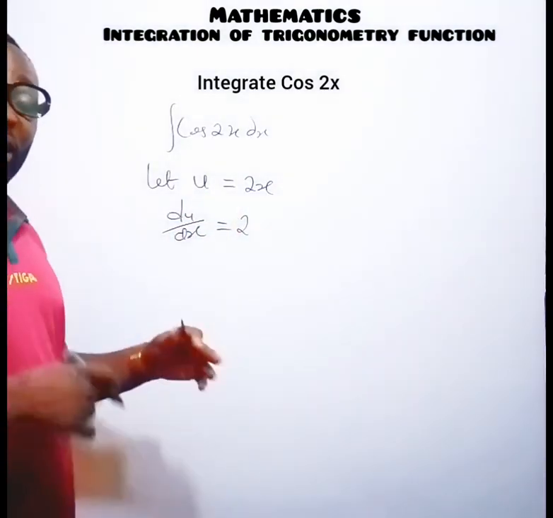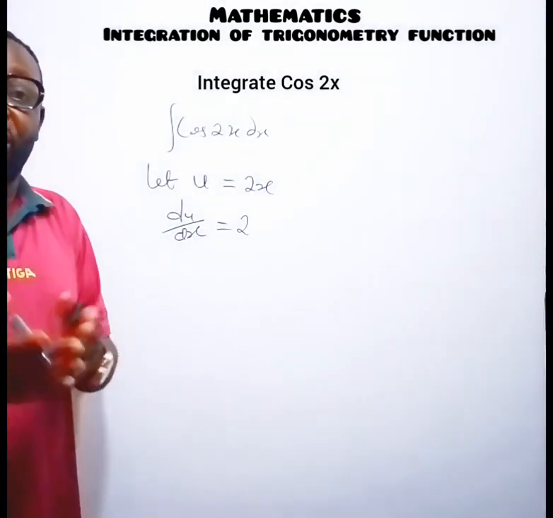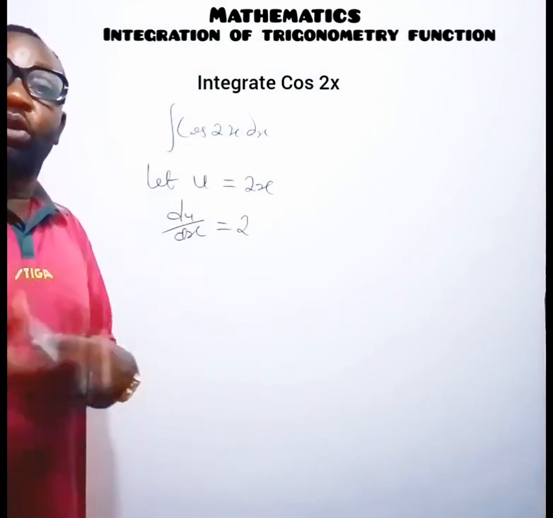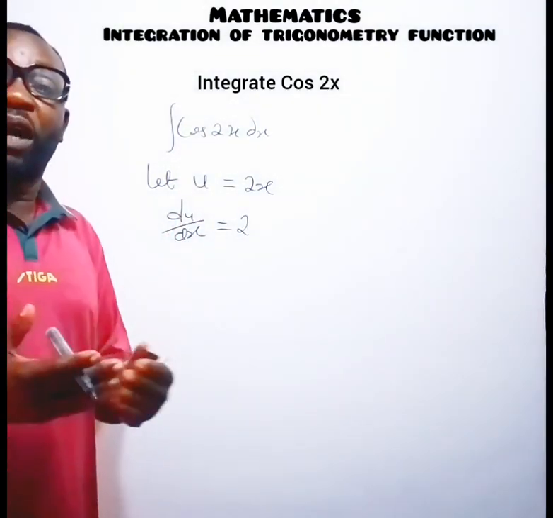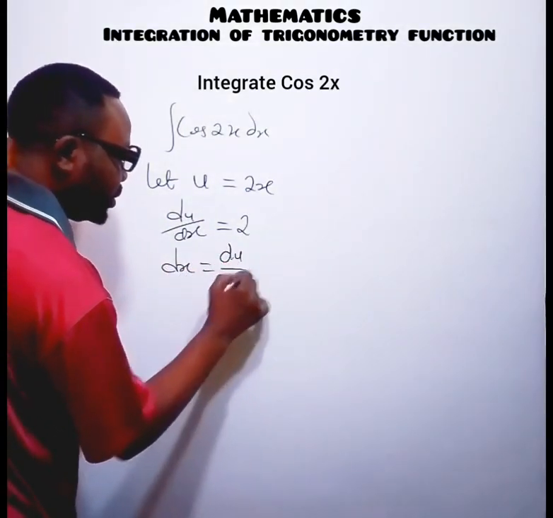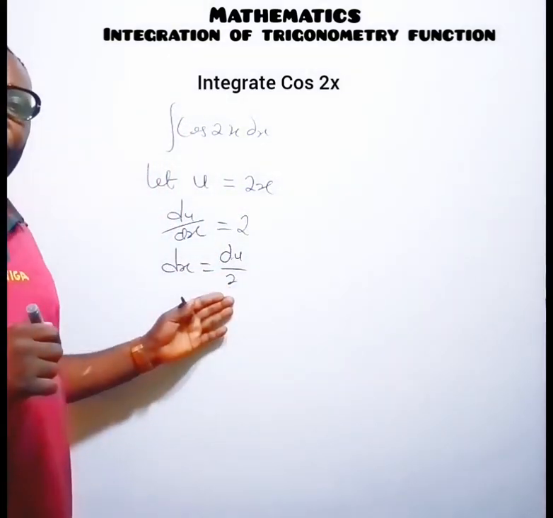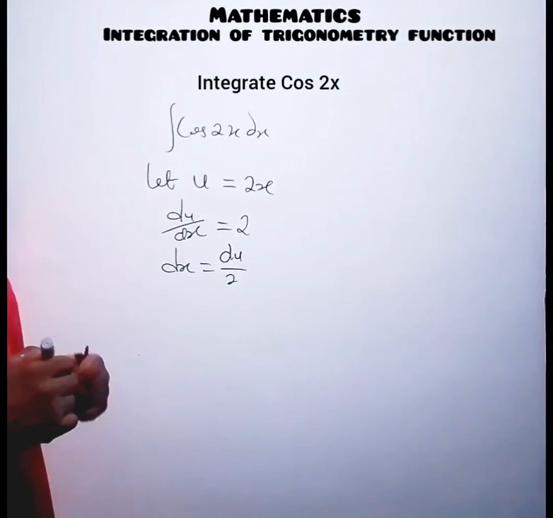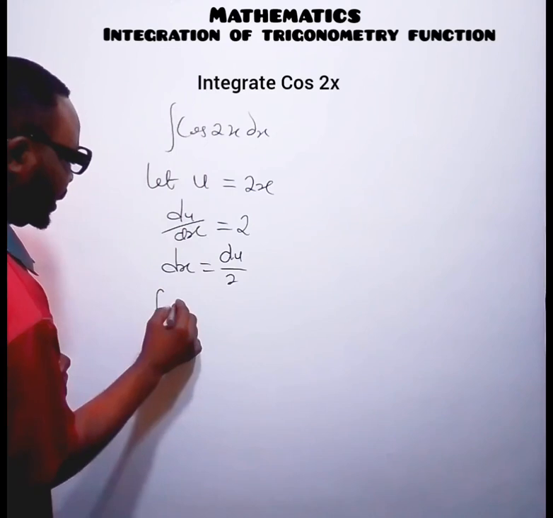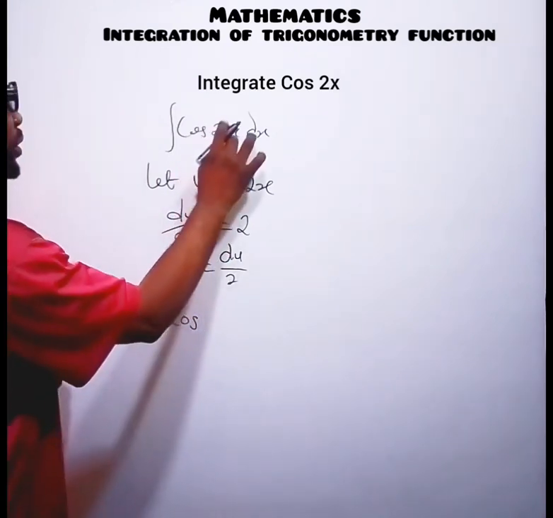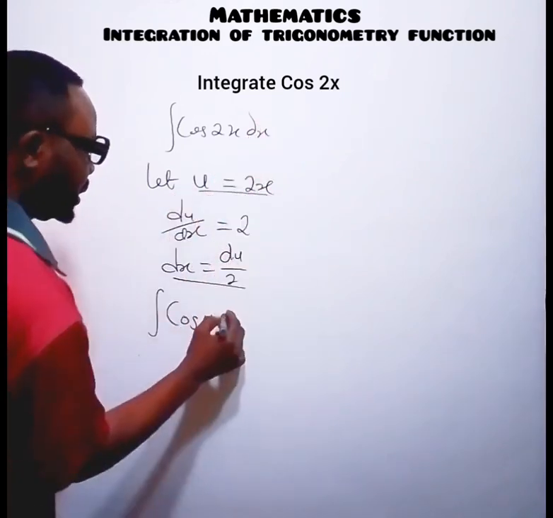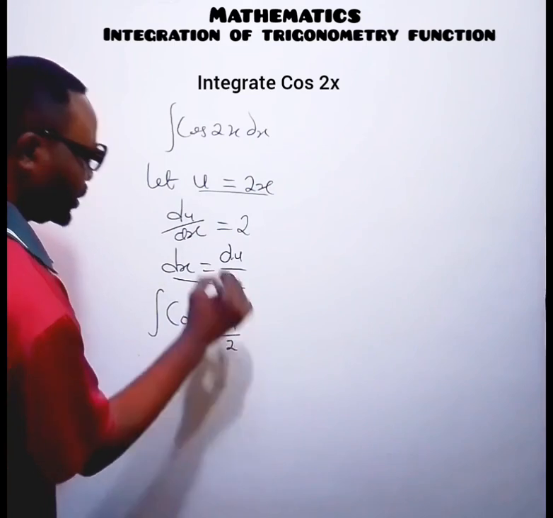In that sense, what I am trying to do here, you can see that most times when I do the differentiation while I am solving an integration question, I want to make dx the subject. So I will now say dx is equal to du over 2. So in this case now, I can come here and bring this value back. This becomes cos. What is the value of 2x? u. What is the value of dx now? That is du over 2.